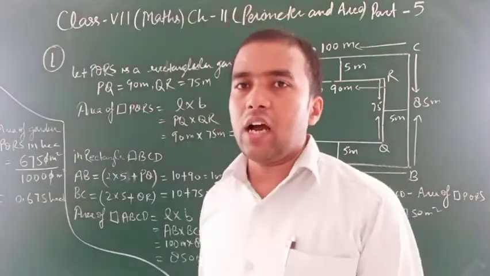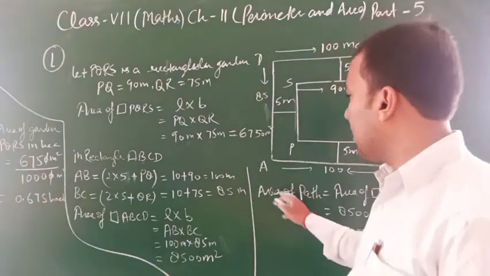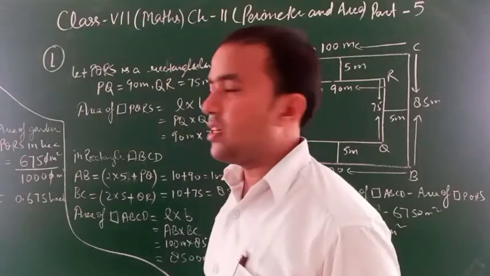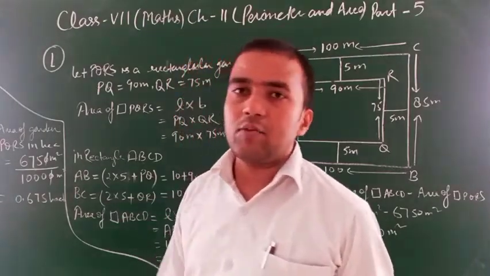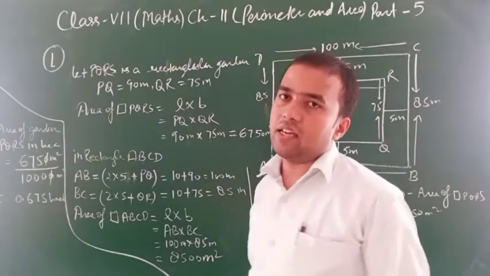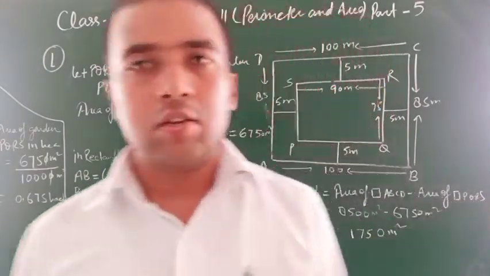It is asking also to find the area of garden in hectare. The area of garden PQRS in hectare is divided by 10,000 meter square. Then we will get that area in hectare. Okay, note down.